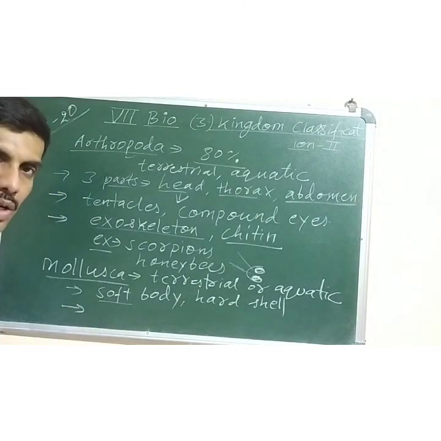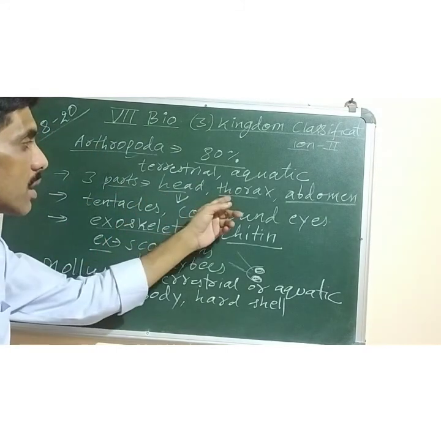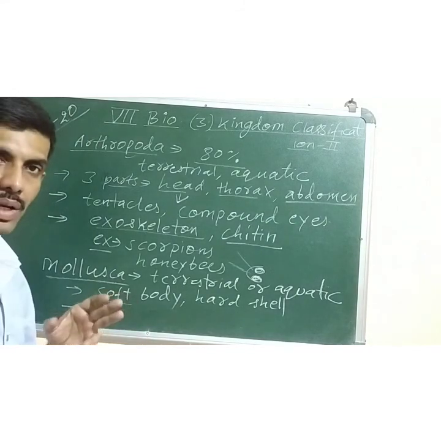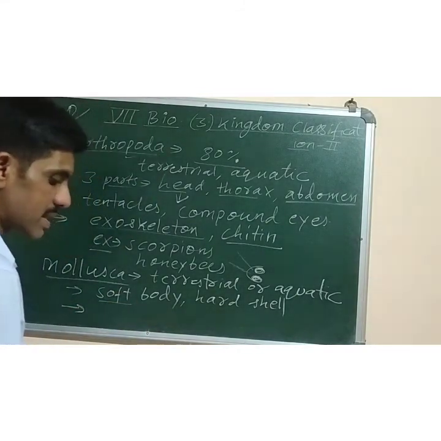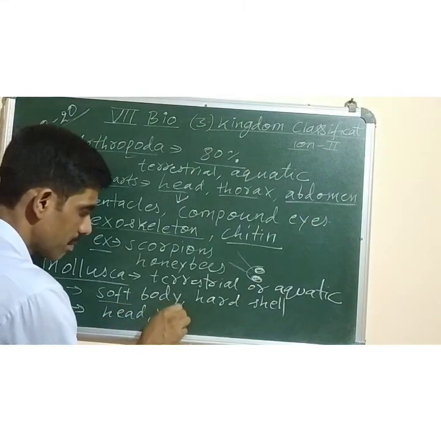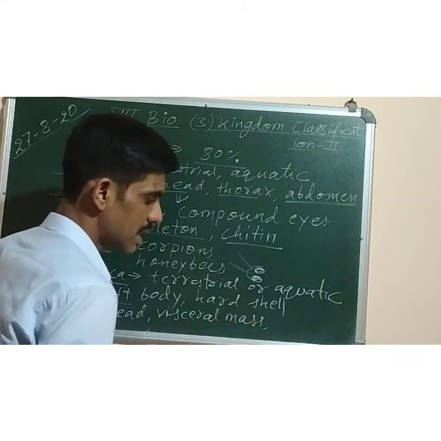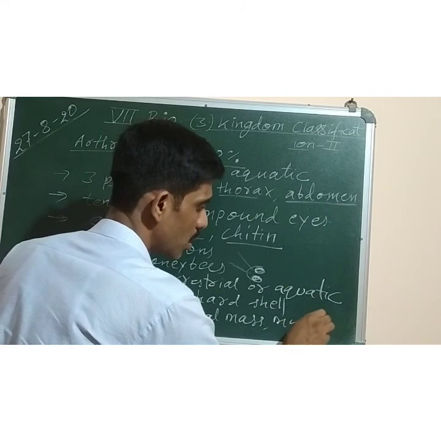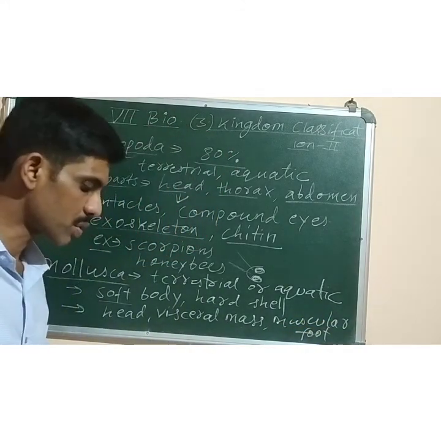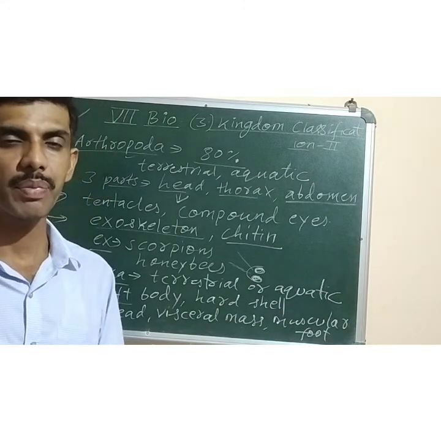Their body is divided into three parts, like in Arthropoda the body is divided into three parts: head, thorax and abdomen. In Mollusca, the body is divided into three parts, and the names of those parts are head, visceral mass, and the third one is the muscular foot, the one which helps in locomotion. What is the function of this muscular foot? It helps them to move from one place to the other.